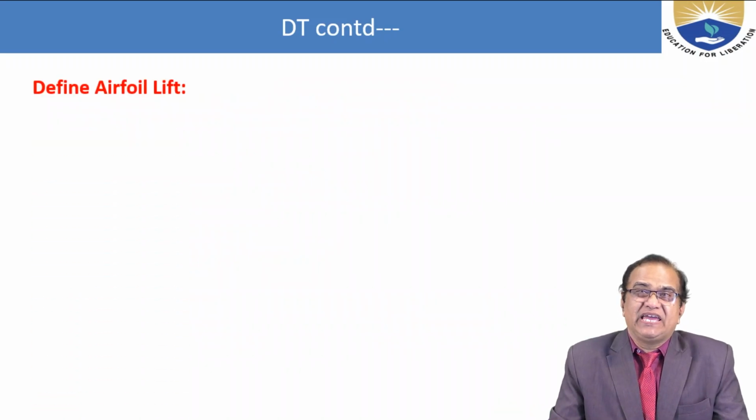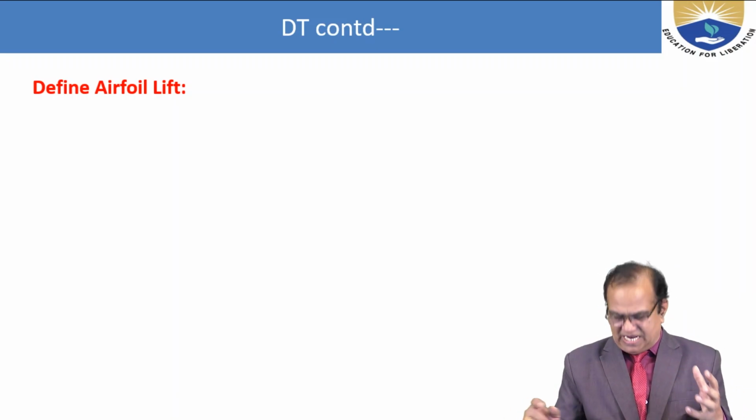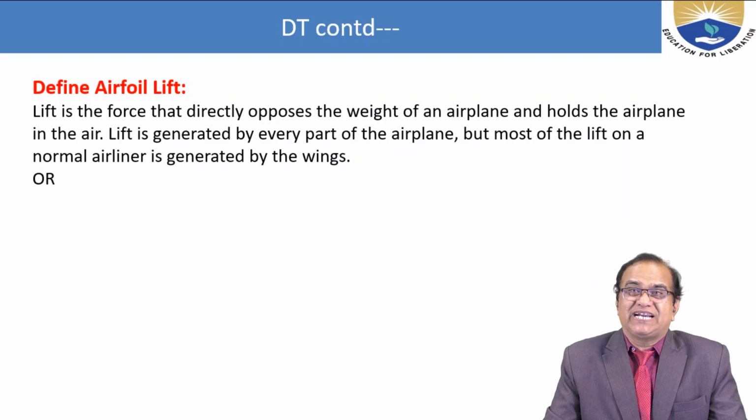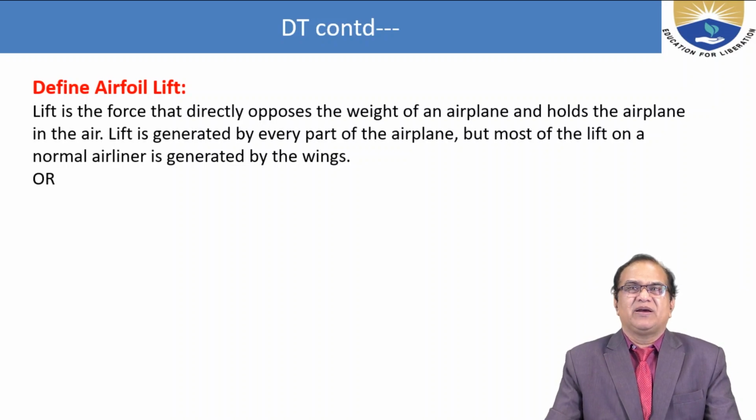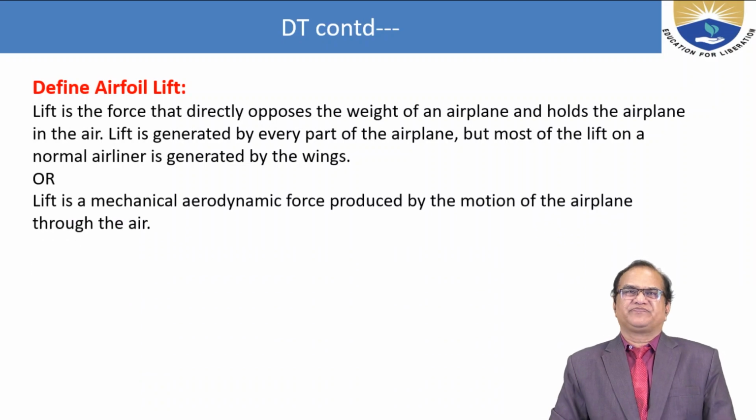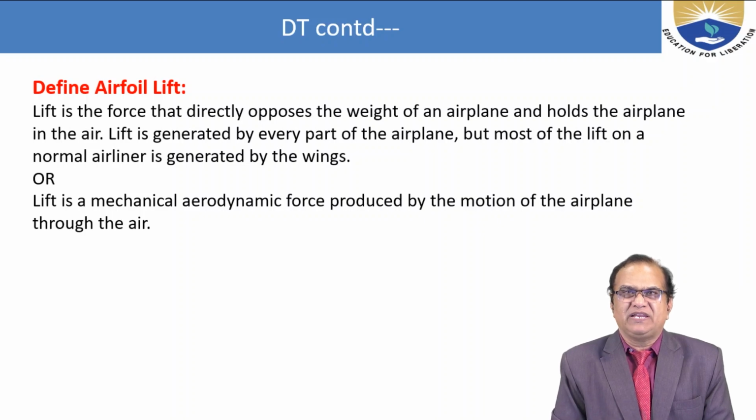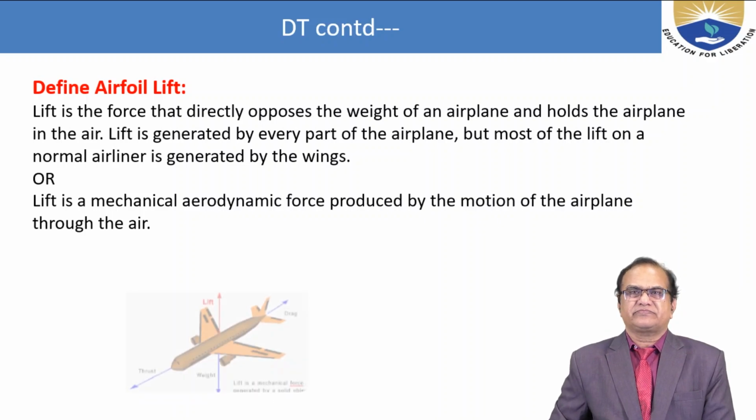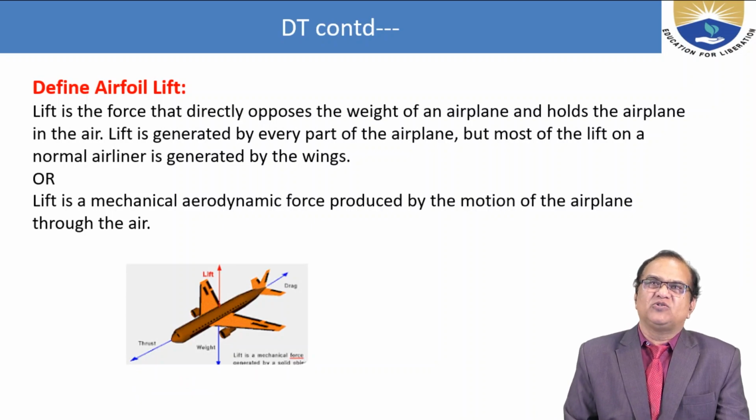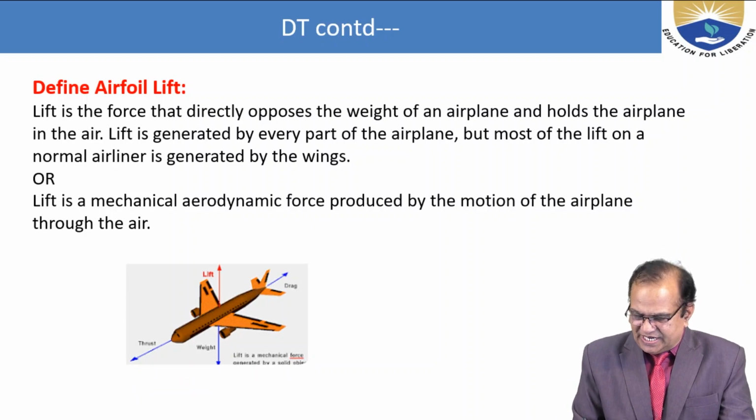Now define the airfoil lift. How is lift produced? Lift is a force that directly opposes the weight of an airplane and holds the airplane in the air. Lift is generated by every part of the airplane, but most of the lift on a normal airplane is generated by the wing. Another definition: lift is a mechanical aerodynamic force produced by the motion of the airplane through the air. So here I will discuss how lift is produced.